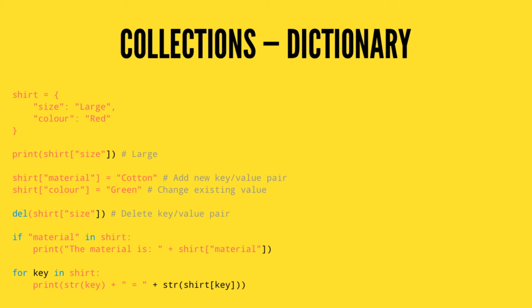You can delete a key value pair by just deleting the key, and to do that you use the del keyword, the name of your dictionary, and then in square brackets the key, and that will delete both the key and the value. And then you can use it similarly to a list to check if something is in your dictionary, or if you want to print out both your key and value, you can do that in a for loop.